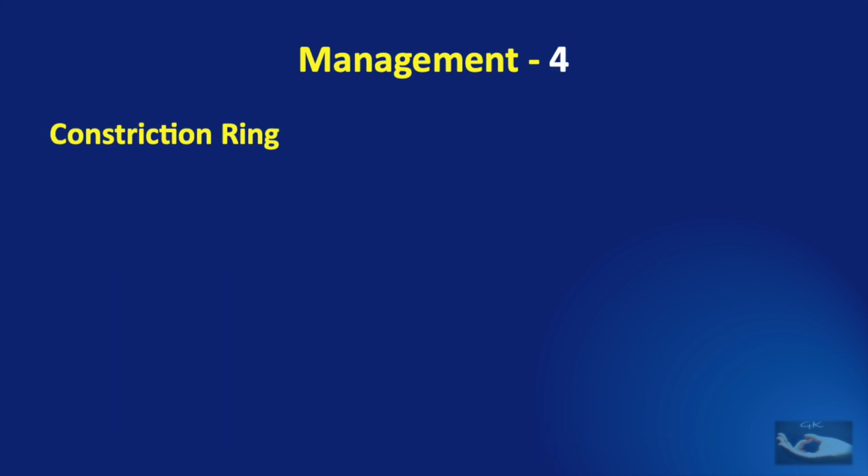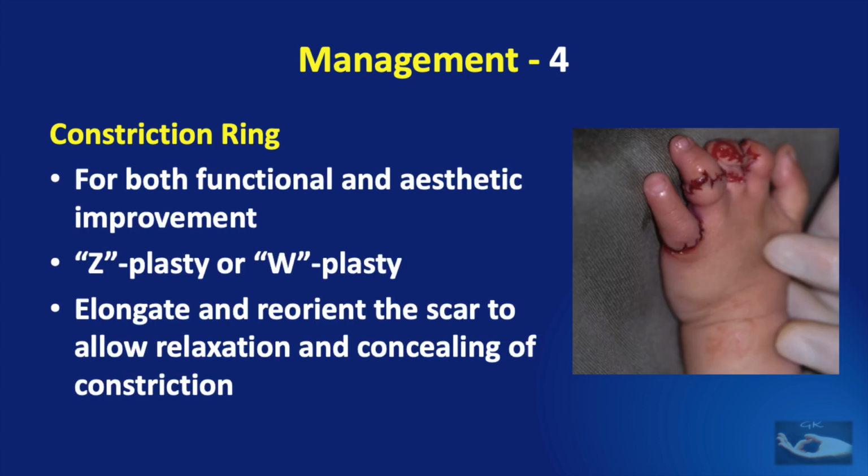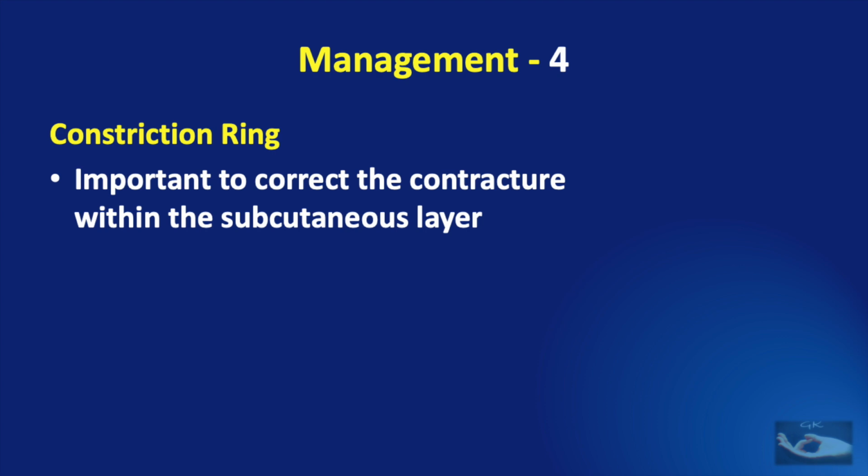Management of the constriction ring per se is needed for both functional and aesthetic improvement. This is usually achieved with a Z-plasty or a W-plasty, where we are able to elongate and reorient the band or scar to allow relaxation and concealing of the constriction. The basic principle of this surgery is to correct the contracture within the subcutaneous layer.